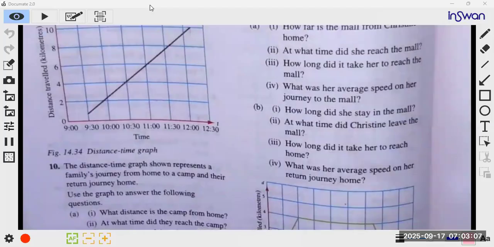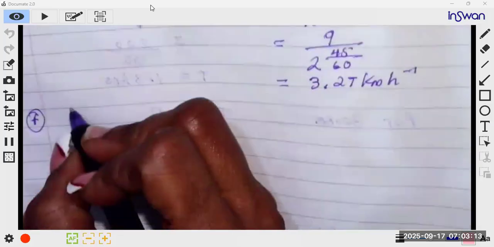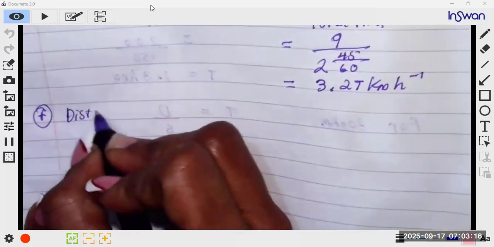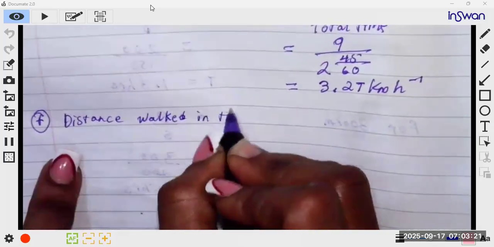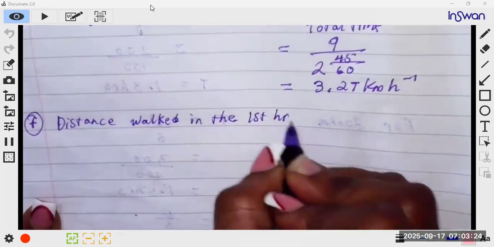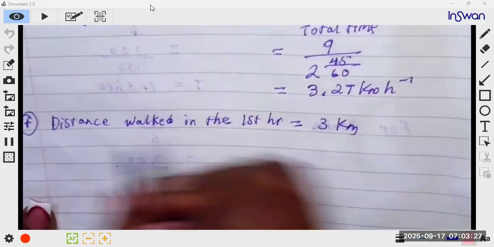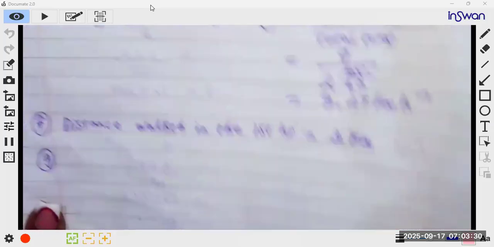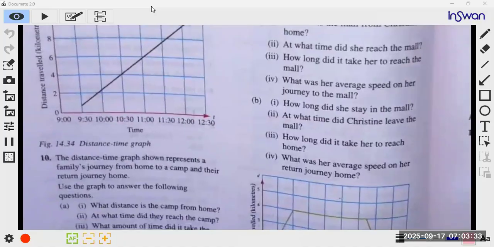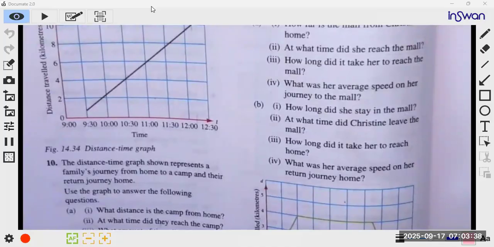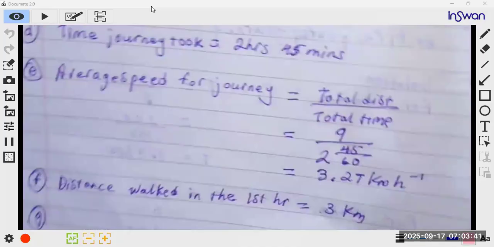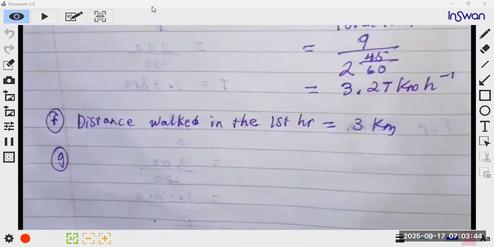So the distance walked in the first hour is equal to 3 kilometers. All right. And the last one. Y'all have that? Yes or no? Did I take it away too fast? Yes or no?